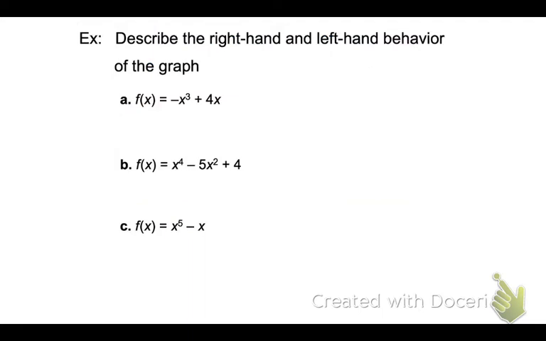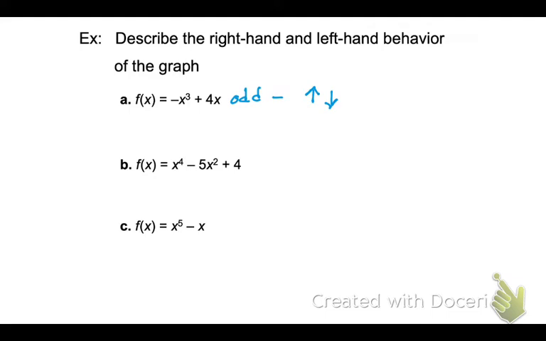Okay, so describe the right and left hand behavior of these graphs. So, first of all, decide if it's odd or even. Then decide if it's positive or negative. So, A, odd or even? Odd. Positive or negative? Negative. So it ends down, so it had to start what? Up.